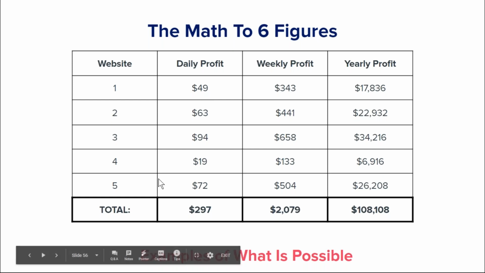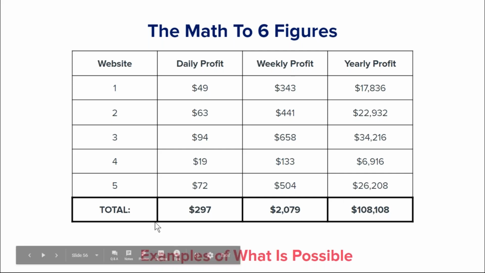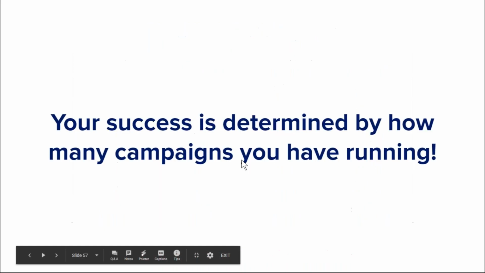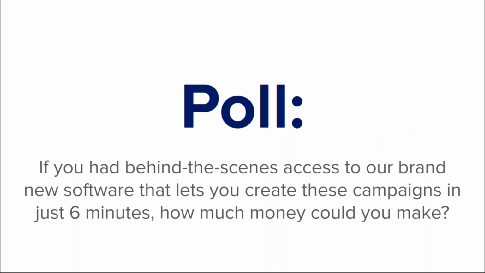So what happens when you've got 10 sites running, 15 sites running? You can do it on the side, or you can adopt it as a main business. It doesn't matter. But the more campaigns you do, the more money you're going to make. And it's as simple as that, right? You just stack them up. And again, we give you the templates. Now, I've already talked about this. Your success is determined by how many campaigns you want to have running out there.